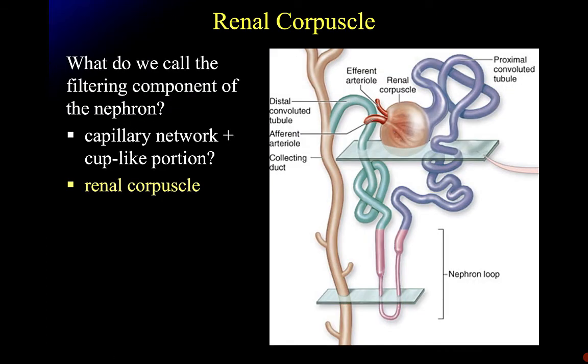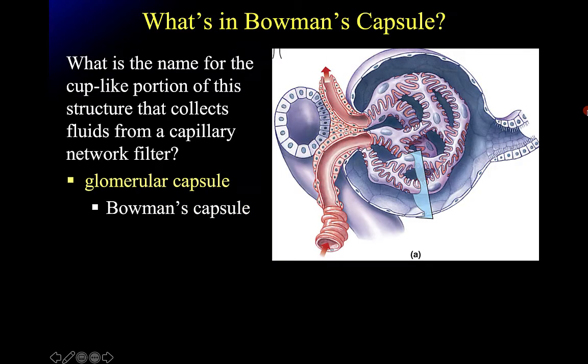All right, so let's begin taking a look at this piece by piece. We're going to start with the renal corpuscle, that beginning section of the nephron. And we can think about this as being the filtering component. It has a capillary network inside of a cup-like surrounding portion. And we want to recognize what both of those parts are.